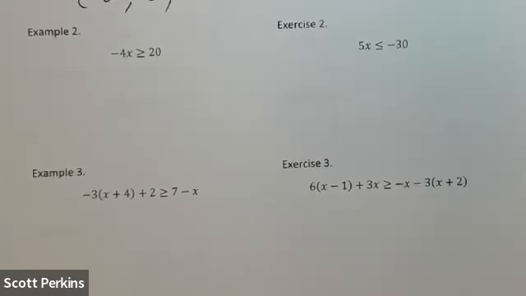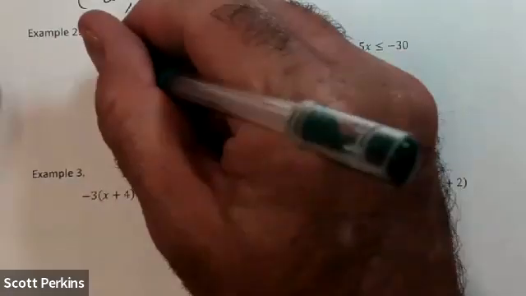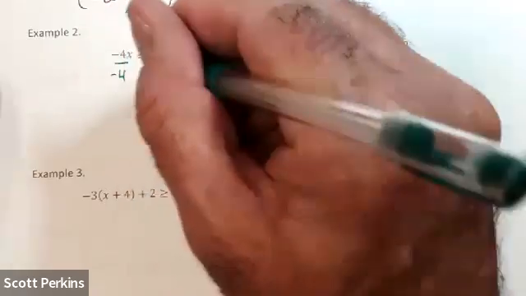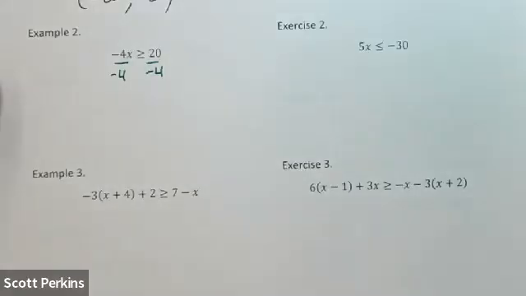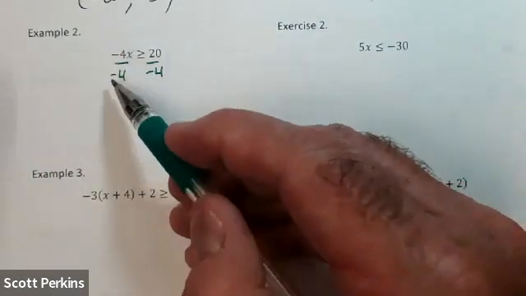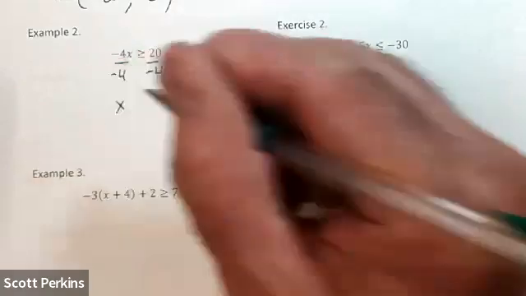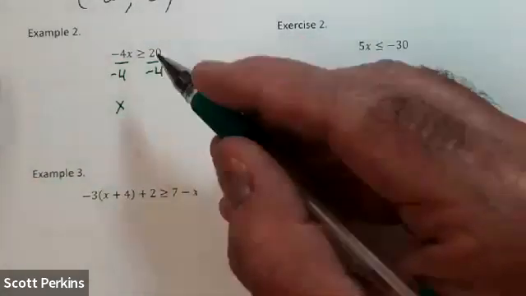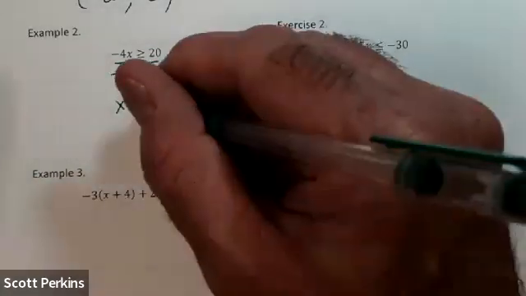Example 2. Example 2 says -4x is greater than or equal to 20. So what's the reverse of multiplying by -4? Dividing by? Yes, that keyword, negative. There's the one thing you have to notice. I'm dividing by a -4. So on the left, a negative divided by a negative is a positive 1x. On the right, 20 divided by -4 is -5.